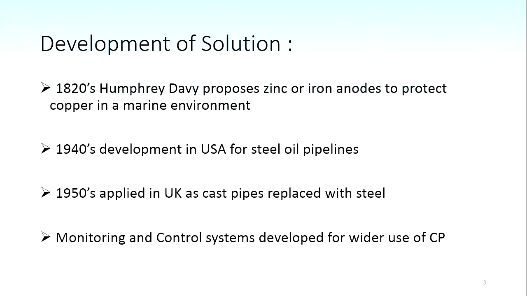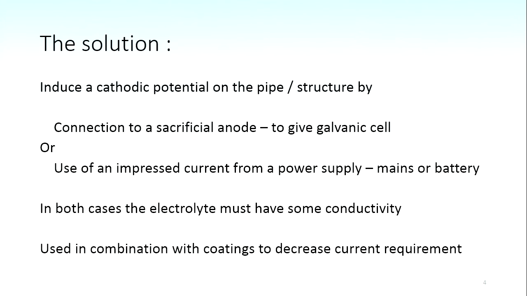And we do that by inducing a cathodic potential on the pipe or structure, and there are two options for that. Either the galvanic corrosion option, which we talked about before, a sacrificial anode, or the use of an impressed current from a power supply.